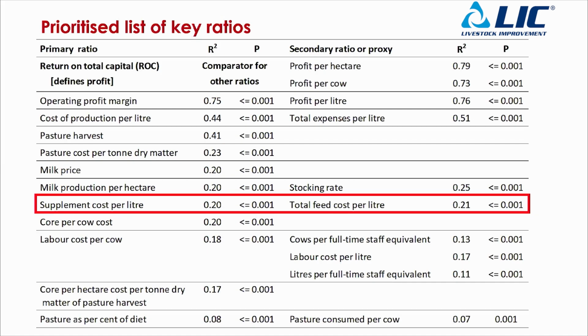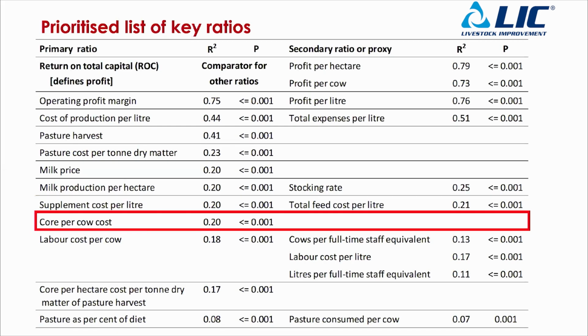Supplement cost per litre, which includes concentrates and forages such as hay and silage, and total feed cost per litre, which also includes pasture, have similar correlations with profit. For pasture-based farms, there should already be a couple of ratios being used to monitor pasture production and cost. So it'd be logical to use supplement cost per litre to focus on supplements.